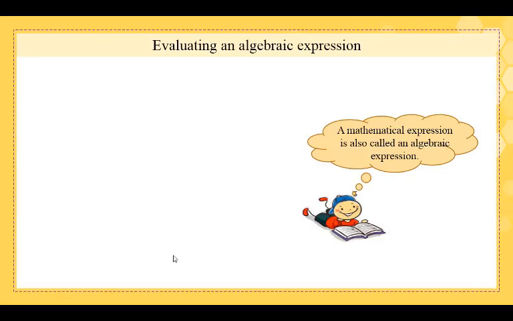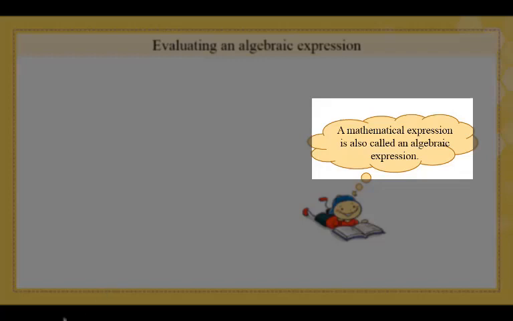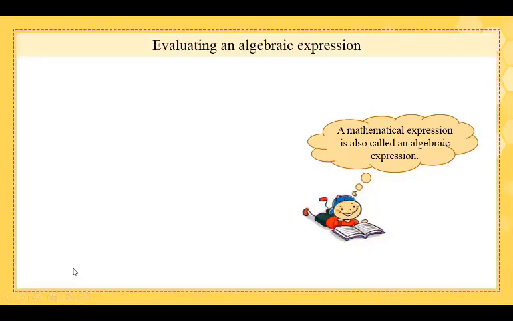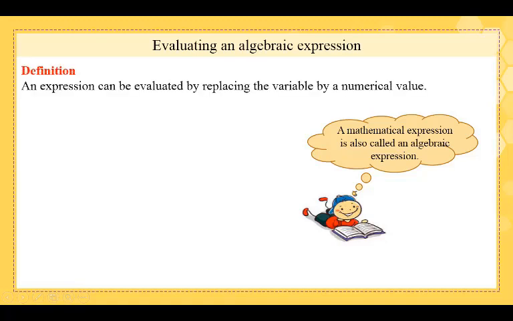In this part of the video, we're going to learn how to evaluate an algebraic or mathematical expression. An expression can be evaluated by replacing the variable by a numerical value. So without knowing the value of the variable, we can't find the value of the algebraic expression. For example, evaluate 3n minus 1 if n equals 4. 3n minus 1 is the algebraic expression, n is the variable, its value is 4.